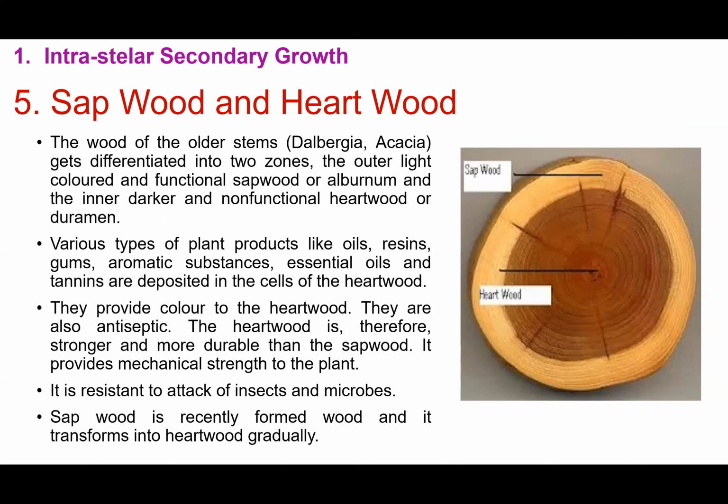Then we have another terminology, that is sapwood and heartwood. When we look at plants like Dalbergia and Acacia, which grow very tall, and we look at the tree trunks when they are cut, we can see that the innermost portion of the wood is very dark in color, whereas the outer portion is very light in color. Okay, so depending on this color, we can divide the wood into two types.